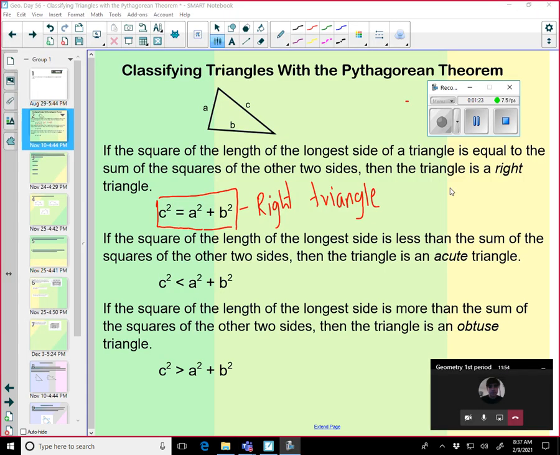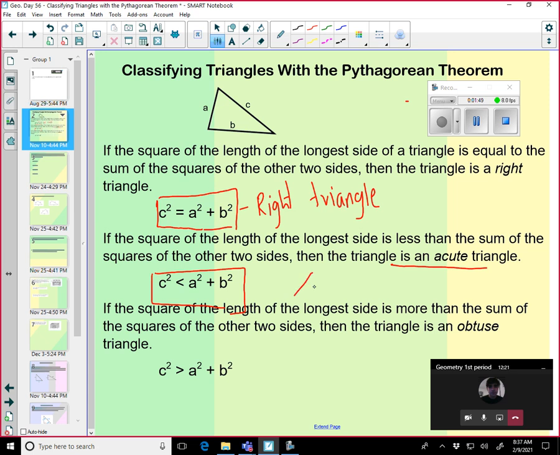Okay. We have a right triangle if it satisfies this particular equation, C square equals A square plus B square. Supposing we have the largest side square less than the sum of the squares, then the triangle is called an acute triangle. The triangle is acute if C square is less than A square plus B square.